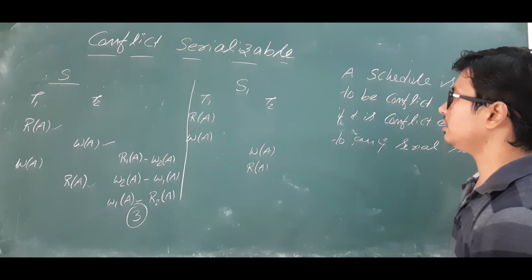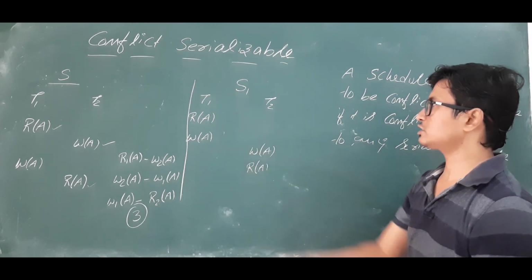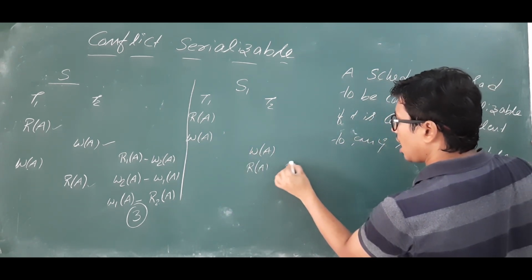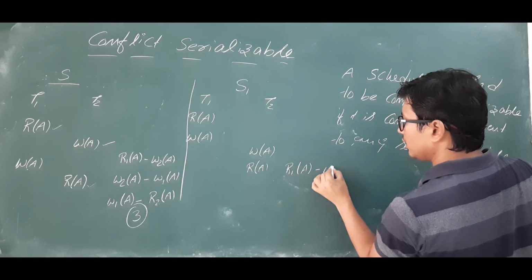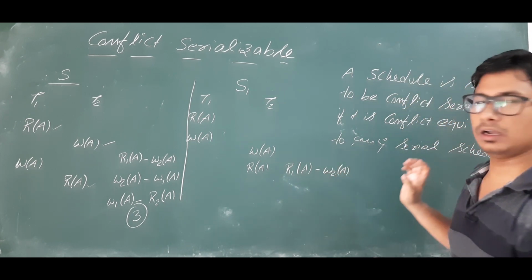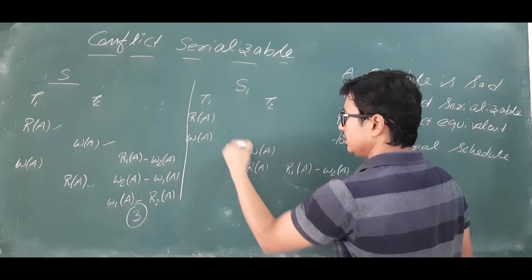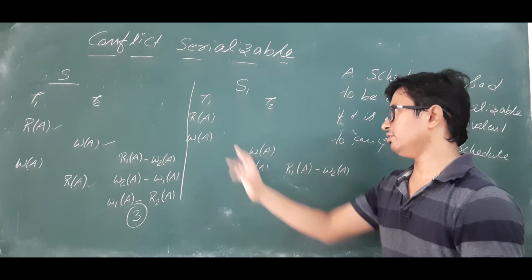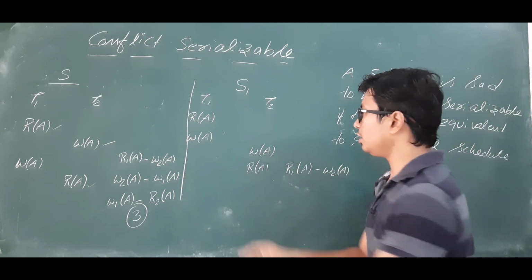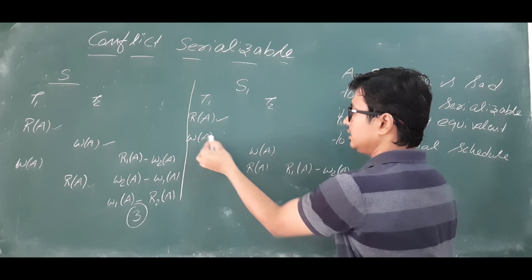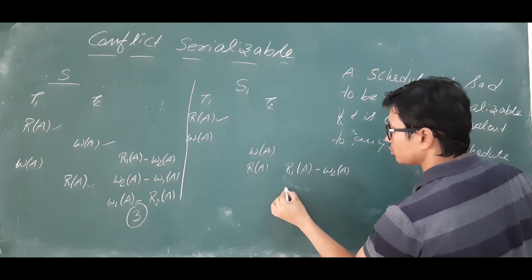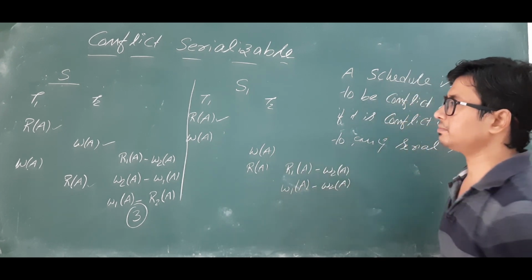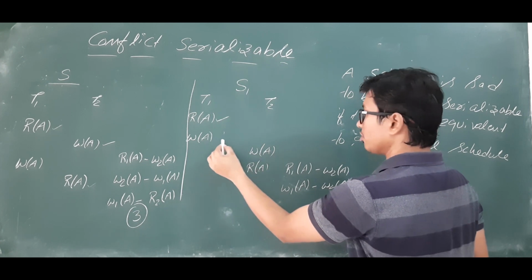So now we will find the conflict operations possible in S1. Read A, write A, it is a conflict operation. So R1 of A to W2 of A. Is it clear? Now read, it is not a conflict. Always, a read is not a conflict, even if it is on the same data item. Now this is done. Now come to this one. Write A, it is a conflict operation. So what does it say? W1 of A to W2 of A. So this is the conflict operation possible.